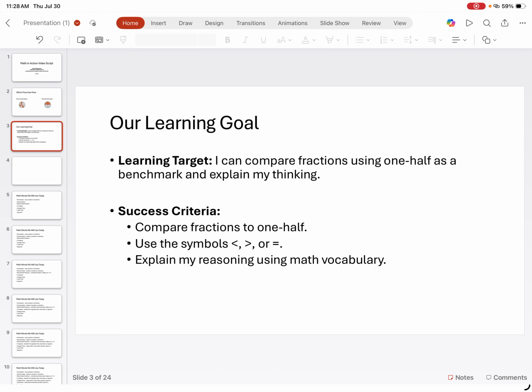Let's start with today's learning goal. Our target is: I can compare fractions using 1/2 as a benchmark and explain my thinking. Today we're going to think and talk like mathematicians, so we'll use words like numerator, denominator, benchmark fraction, greater than, and less than. We'll be able to compare fractions to 1/2 and use greater than and less than signs and symbols and be able to explain our thinking. As we move forward, try using those words when you explain your thinking.